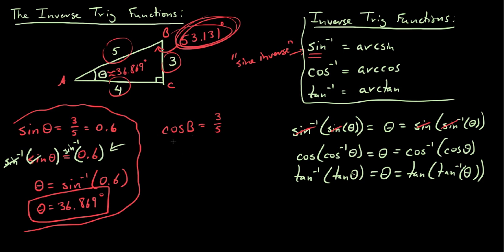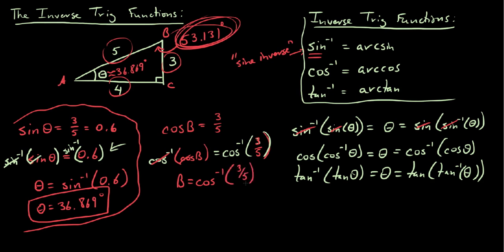But let's say I wanted to get B. Just B. I just want B. So what we'll do is we'll take the cosine inverse. I'm going to rewrite it this time. Cosine inverse of everything on the left, cosine of B, and that is equal to the cosine inverse, or arc cosine, of everything on the right, which is 3/5. Okay, so now our cosines are gone. They cancel, and we're left with B equaling cosine inverse of 3/5, which is 0.6.